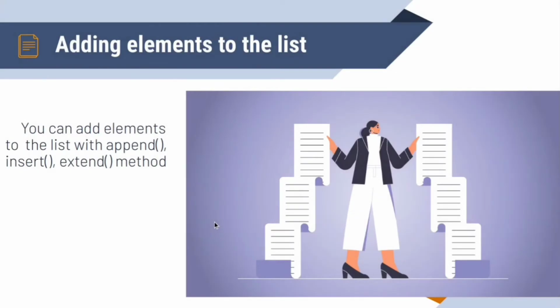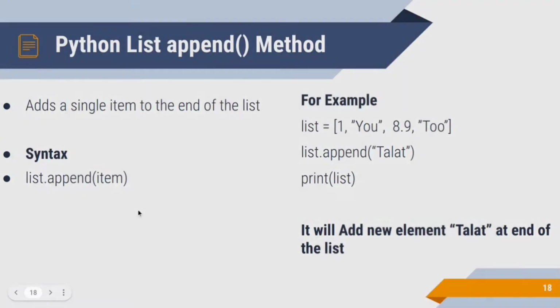Note it down. So how can we add an element to the list? We can add an element to the list with the help of these methods: append, insert, extend. Let's talk about the append method and how we can use it. It will add a single item to the end of the list. The syntax is list.append(item). For example, the list is like this. List.append(Talat) will add Talat at the end of the list.